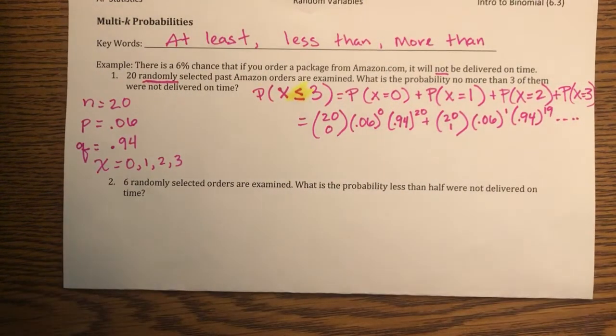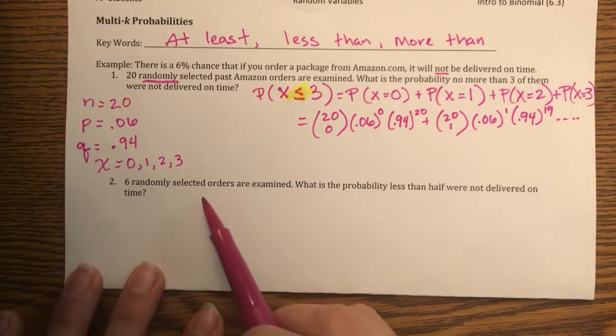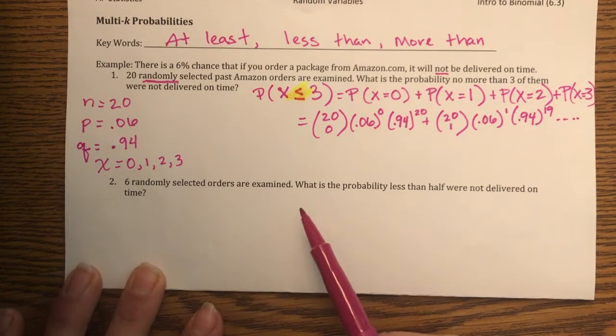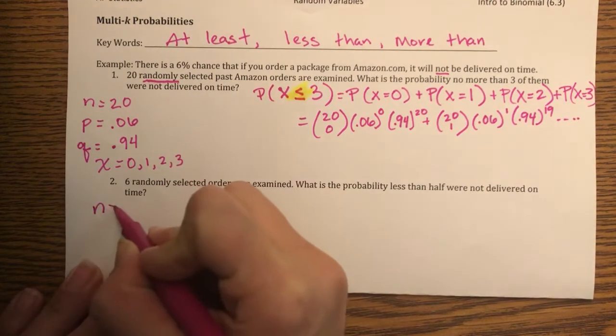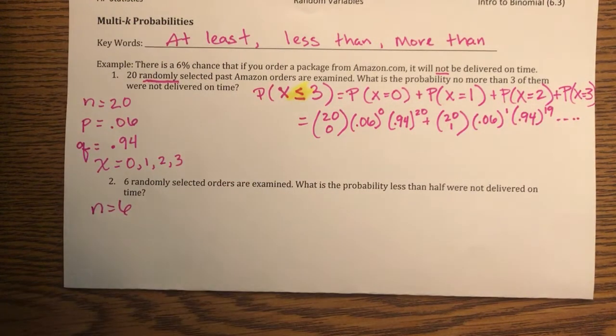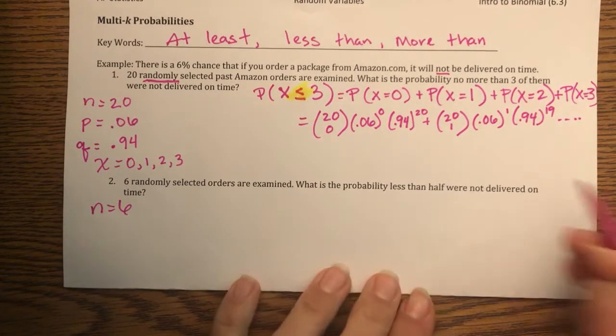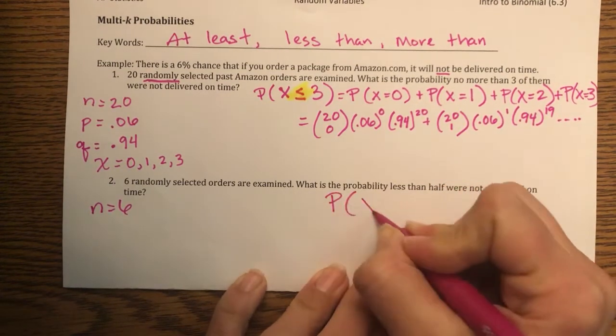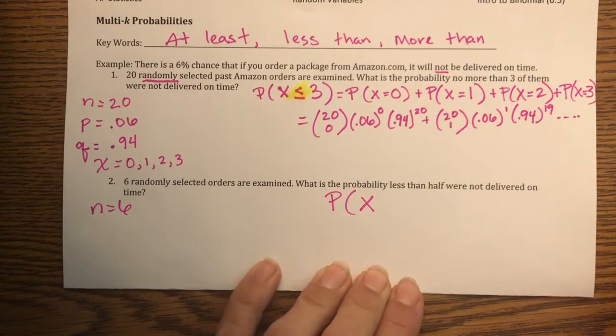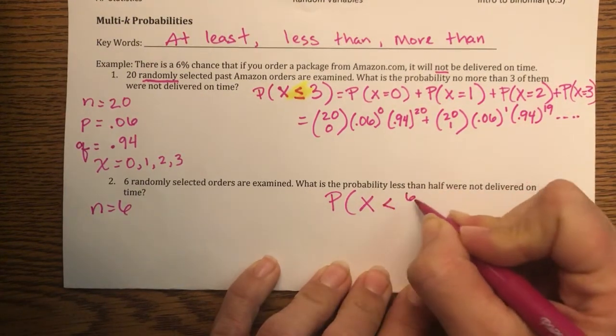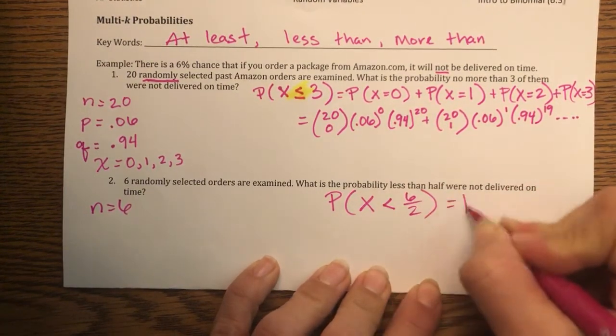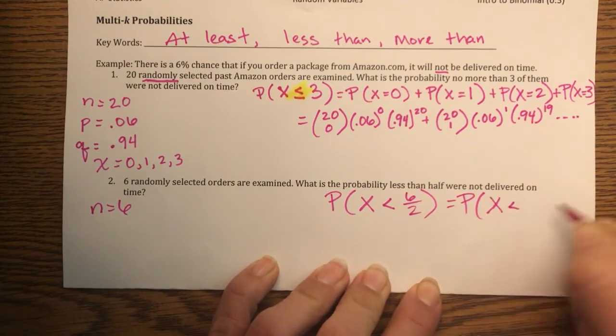Let's look at how we would set up this second scenario. 6 randomly selected orders are examined. So now N is just 6. What is the probability that less than half were not delivered on time? So the probability that X is less than half of 6. Less than half of 6 is the probability that X is less than 3.